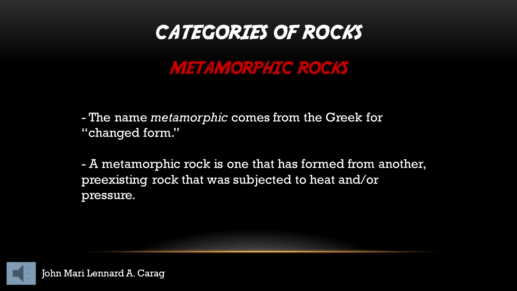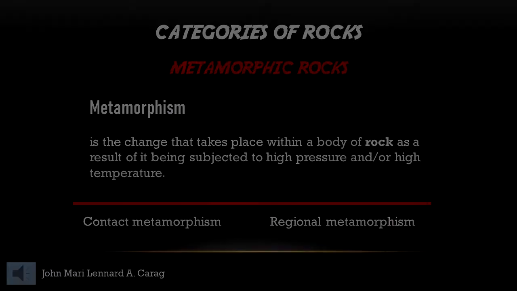The name metamorphic comes from the Greek for changed form. A metamorphic rock is one that has formed from another pre-existing rock that has been subjected to heat and or pressure. Heat and pressure commonly cause the minerals in the rock to recrystallize. The original minerals may form larger crystals that perhaps interlock more tightly than before.